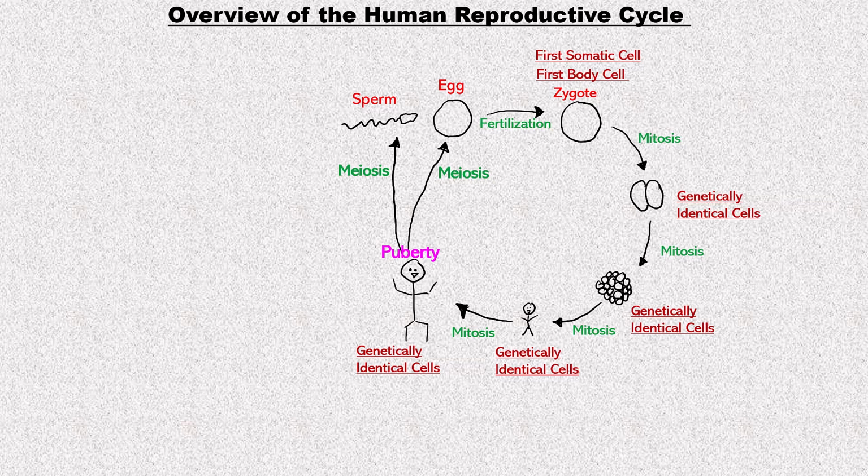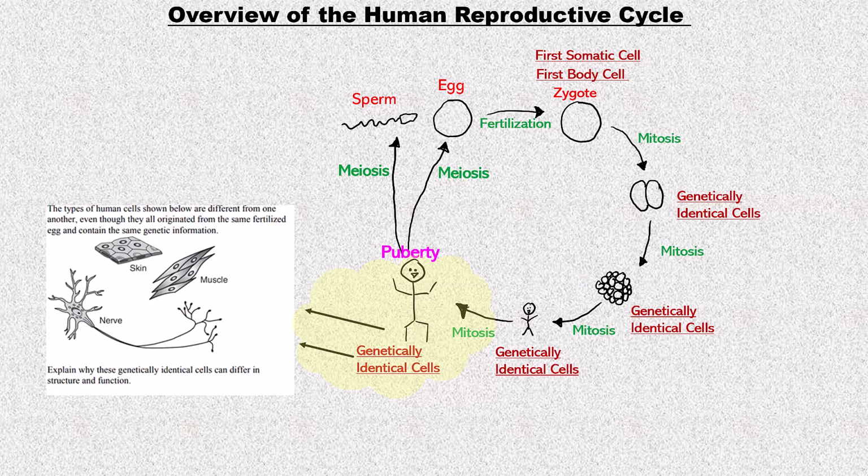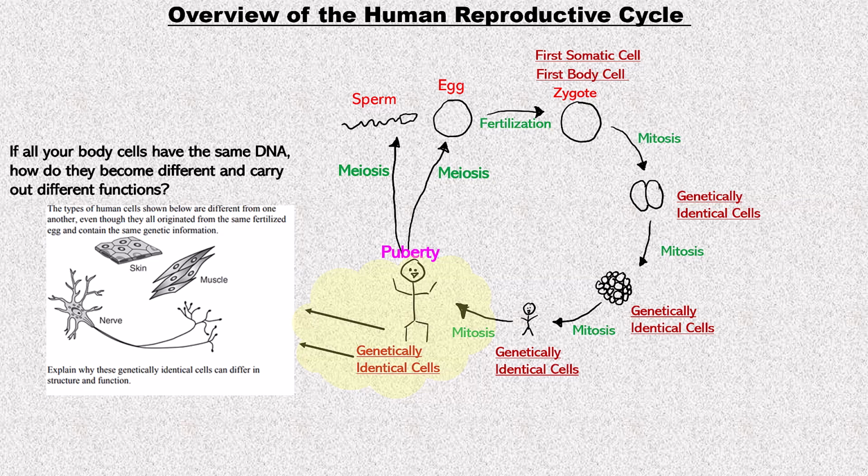I have to draw your attention down here. All the cells in the human body have the same DNA. That's strange because last I checked, my liver does something different than my lung, and they both do something different than my pancreas. And all of them do something different than my skin. So how can different cells, if they're all genetically identical, differ in structure and function? This is a Regents question from New York State. Pretty much it says, if all your cells have the same DNA, how do they become different and carry out different functions? It's been a big focus lately.